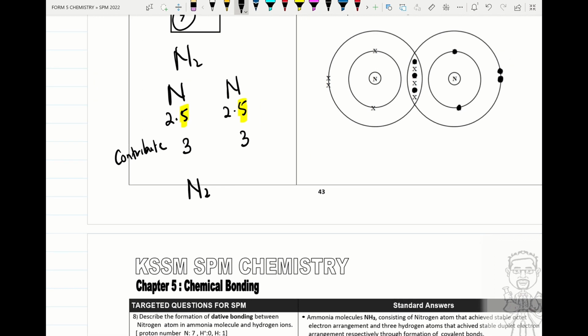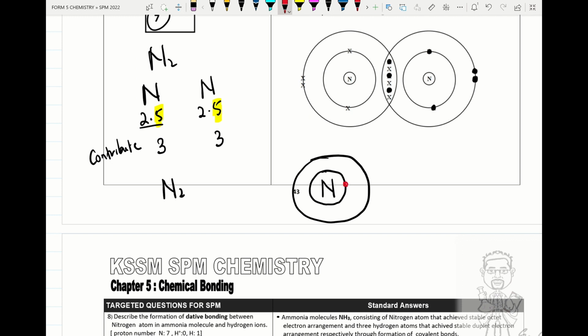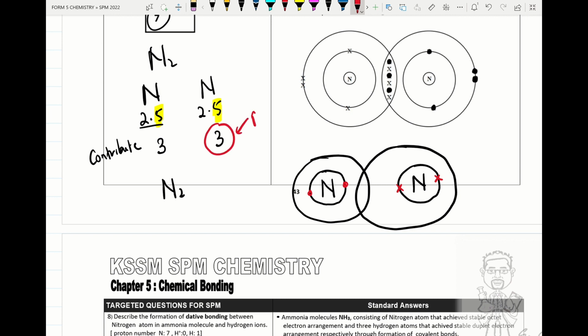And how to draw the formation of the compound? So I put nitrogen. It has 2 shells. So I put the first shell, second shell. All right. So I put in the first shell 2 electrons. And the other nitrogen atom also has 2 shells. So I put here the first shell, and the second shell. In the first shell we have 2 electrons.